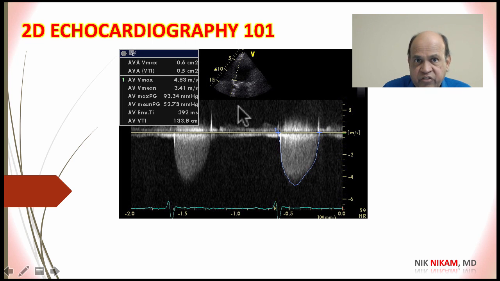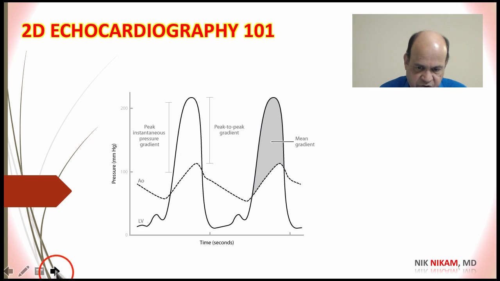And in this case, the aortic valve area is 0.6 centimeters squared, which represents critical aortic stenosis. And here we can see a heart catheterization pressure waveform. Here we have the aorta, and here is the left ventricular cavity pressure. So there is definitely a significant gradient across the aortic valve, which is almost 100 millimeters of mercury.